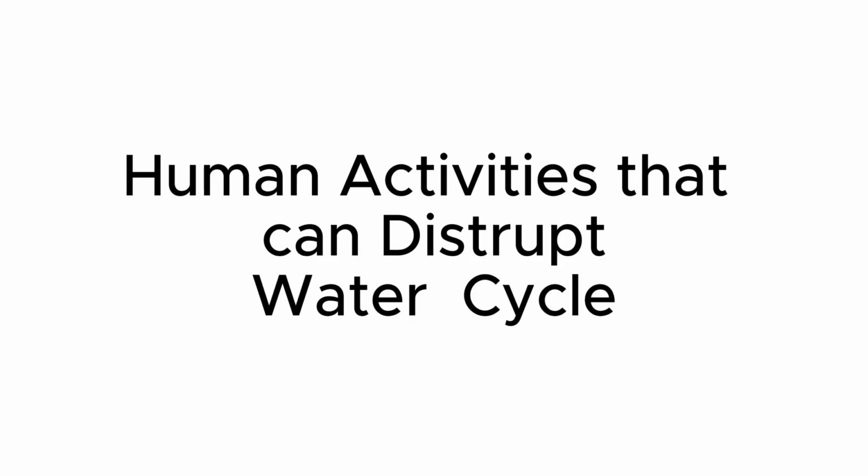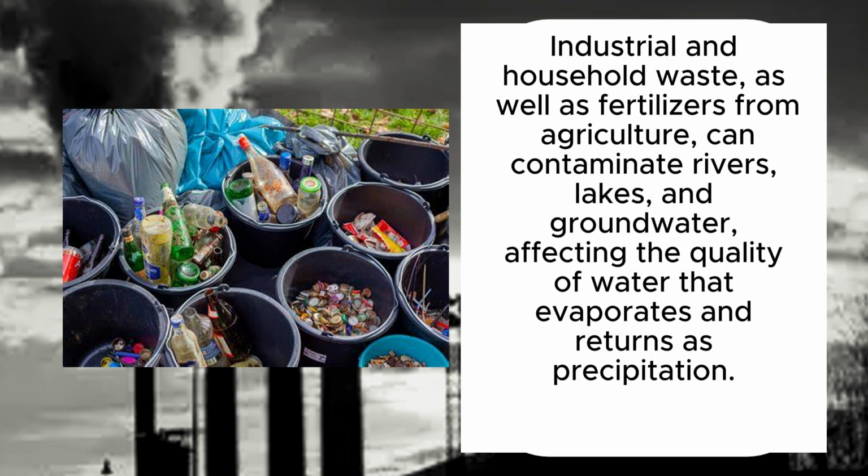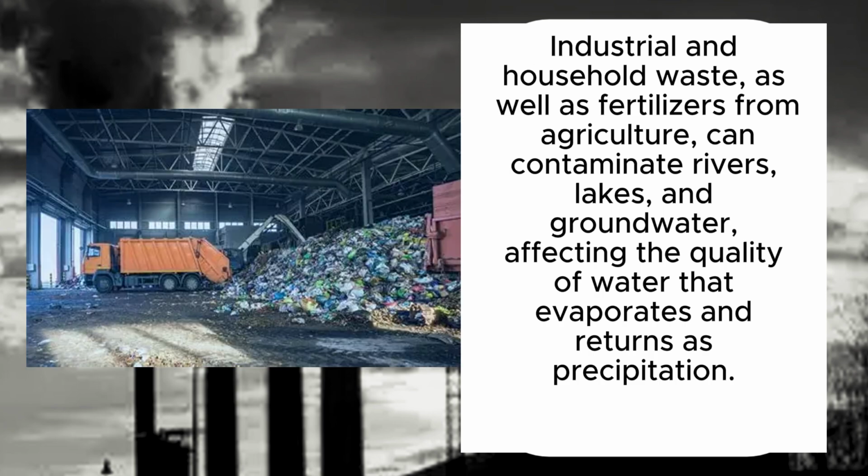So the third one is pollution. Industrial and household waste as well as fertilizers from agriculture can contaminate rivers, lakes, and groundwater, affecting the quality of water that evaporates and returns as precipitation.